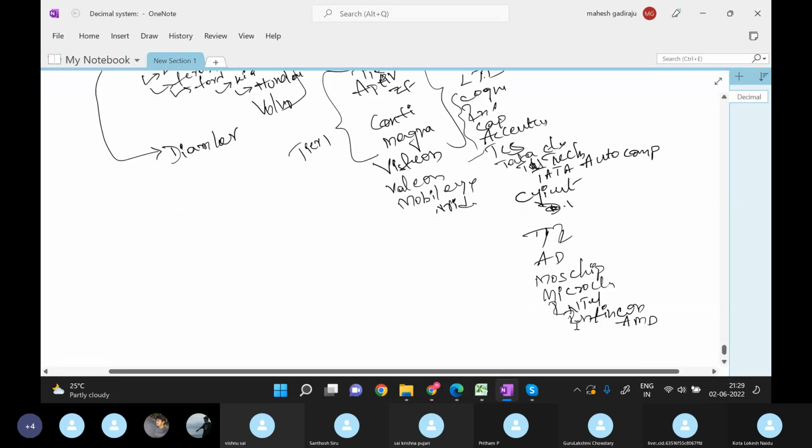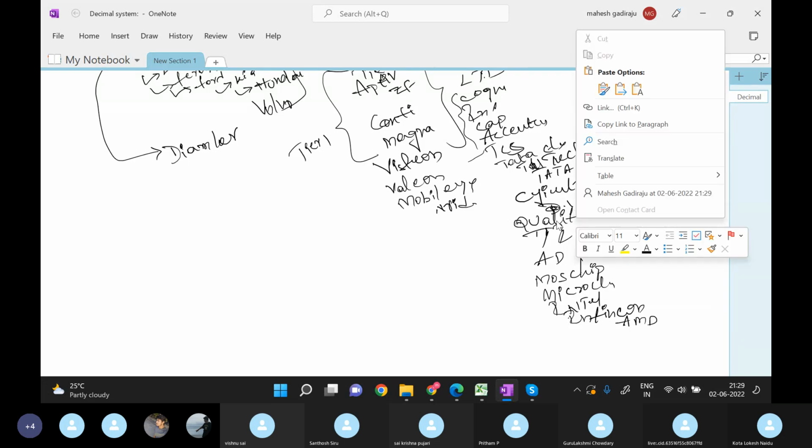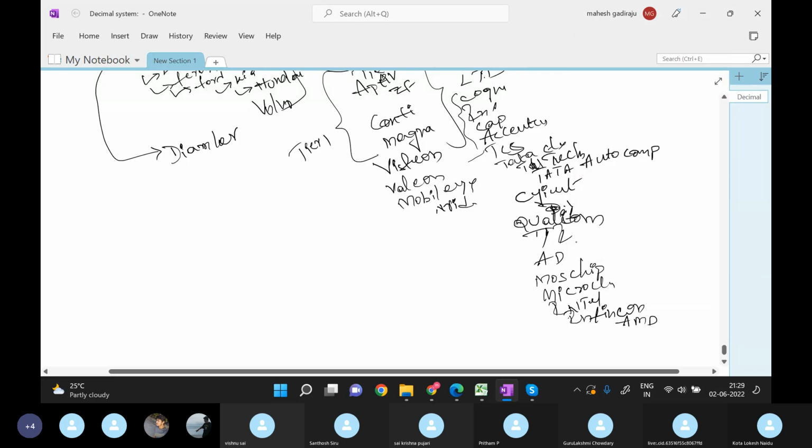Who else? Qualcomm. They are into the suppliers only. They are providing not only the chips, they are providing the software also for ADAS systems now. There is one company starting with H. What was that? Even those guys will be providing audio devices. Honeywell.